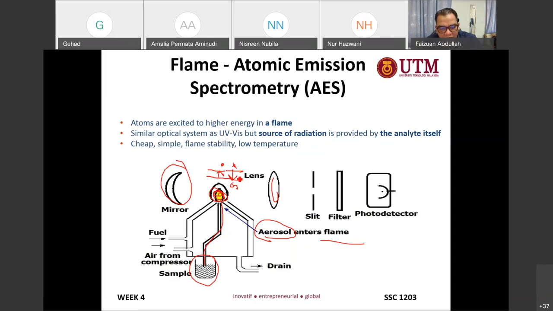When it reverts from the excited state to the ground state, it will emit some energy, specific to every type of element. The lens will then focus all the spectrum into the slit filter, and we have a photo detector to determine how much energy there is. The wavelength is unique for every element.